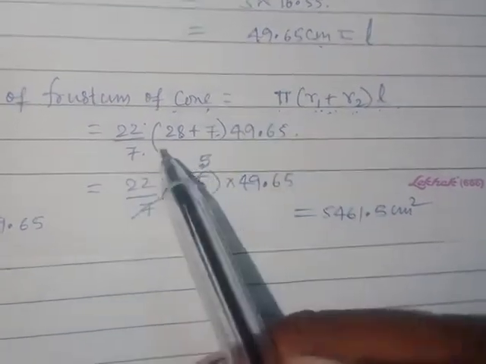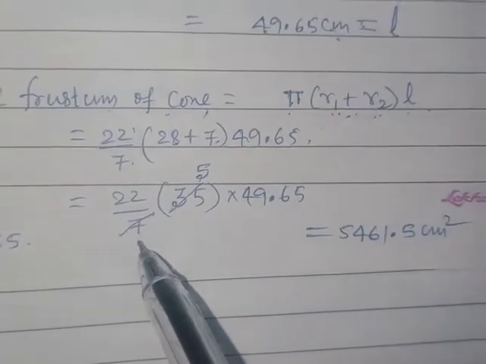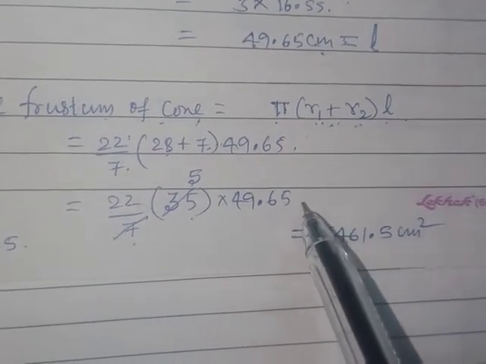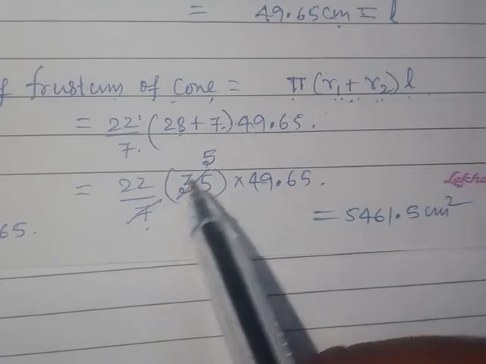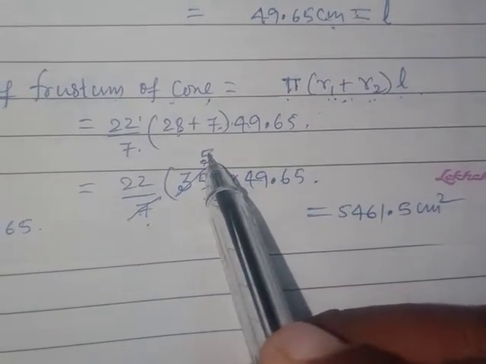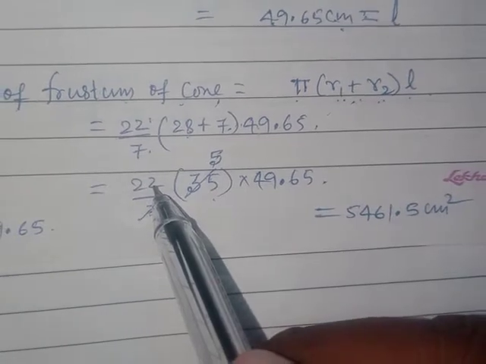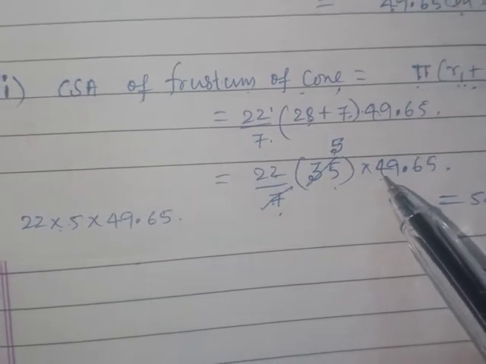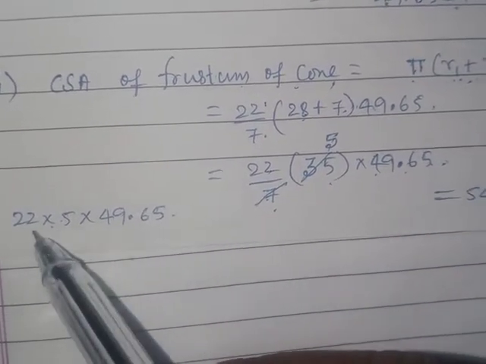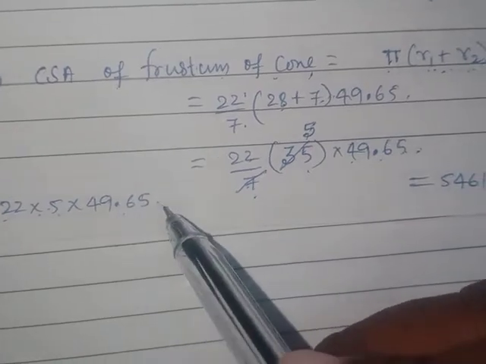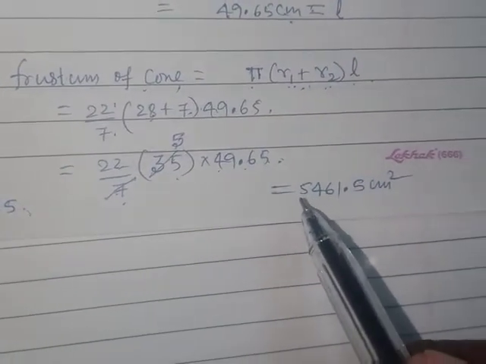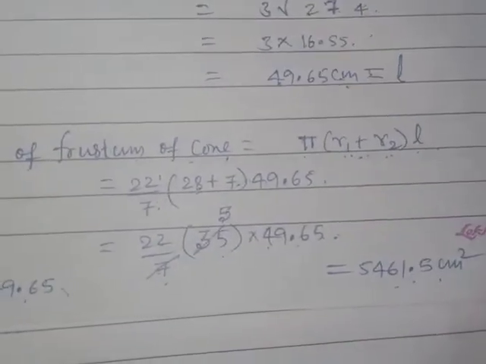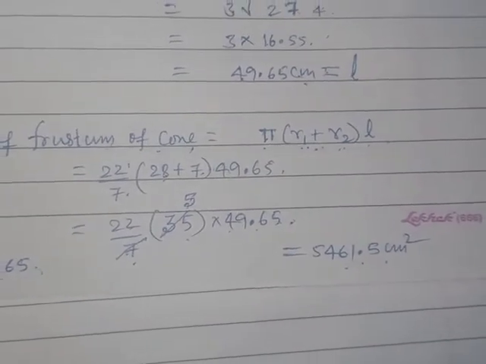If we simplify all these things, observe here: 22 by 7 as it is, 28 plus 7 is 35, and 49.65 is the slant height. If we divide 35 by 7, 7 5s are 35. Now we have to multiply 22 and 5. The product is 110. The next one is 49.65. If you multiply 22, 5 and 49.65, the answer will be 5461.5 centimeter square. This is the curved surface area of the frustum of the cone.